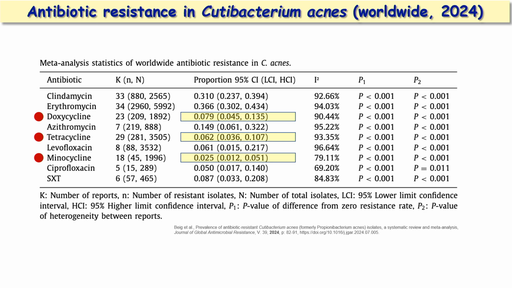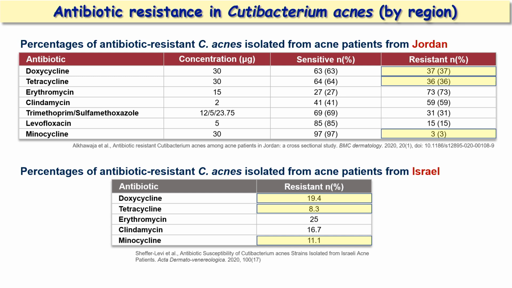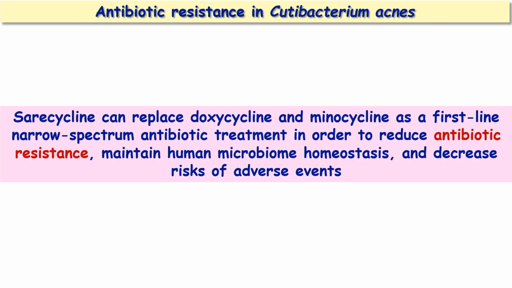C. acnes develops resistance to many antibiotics, and this is the worldwide data for doxycycline, tetracycline, and minocycline, and it's very alarming that resistance is increasing. If you look at the local data, you can see that resistance to doxy and tetracycline in Jordan can be more than 30%. So sarecycline can replace doxycycline and minocycline as a first-line narrow-spectrum antibiotic treatment in order to reduce antibiotic resistance, maintain human microbiome homeostasis, and decrease the risk of adverse effects.